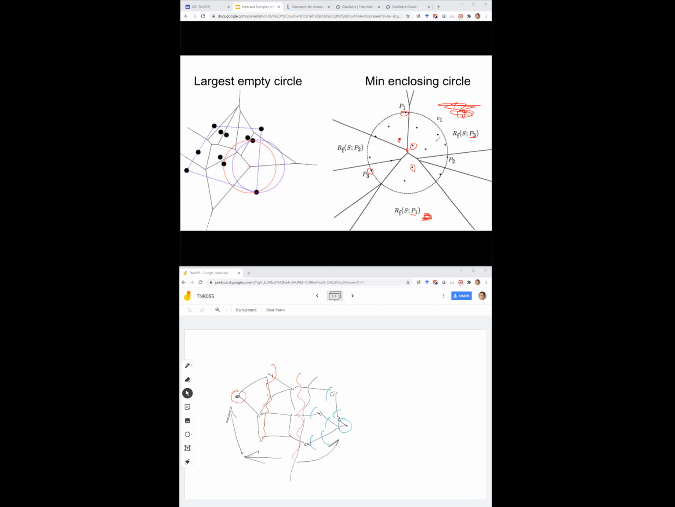And the reason why it is the minimum enclosing circle is that it goes through 3 of the sites, P1, P2, and P3, and it encloses all the other sites. So if you change this circle, like decrease its radius, then you will lose either P1, P2, or P3, or you will lose all of them. So this is the minimum enclosing circle. Again, the Voronoi diagram is good for finding the largest empty circle. The farthest site Voronoi diagram is good for finding the minimum enclosing circle.